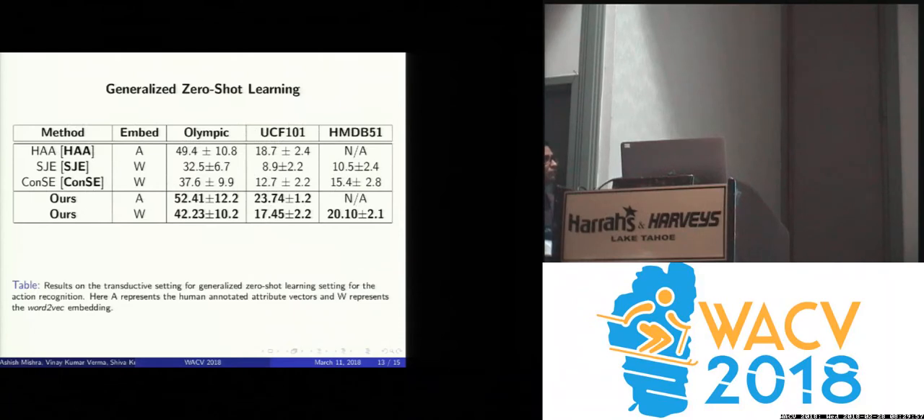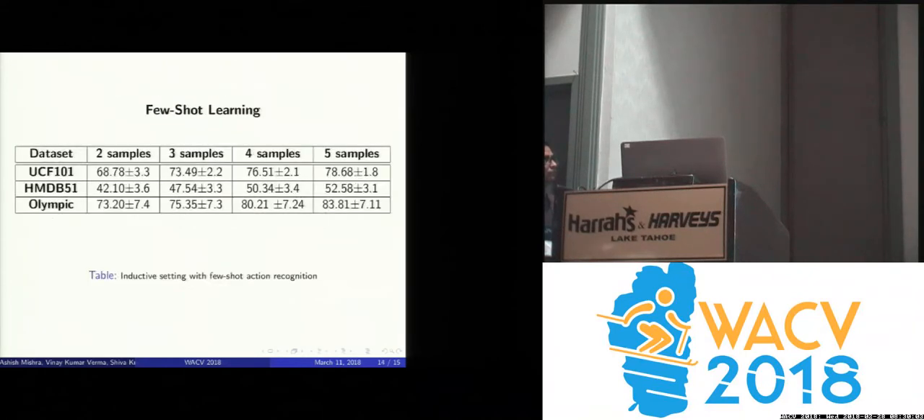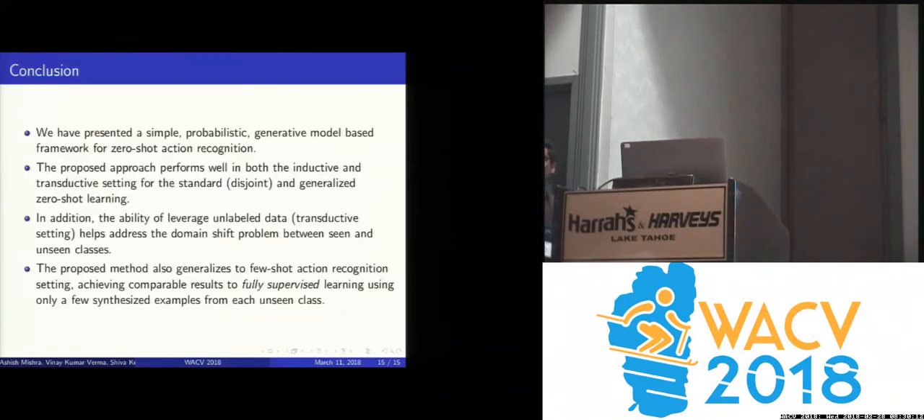In the generalized zero-shot setting, we achieve state-of-the-art on all the three datasets using both the attributes as well as the word vectors. On few-shot learning, our results are comparable to supervised learning, even by using as few as just 5 samples.